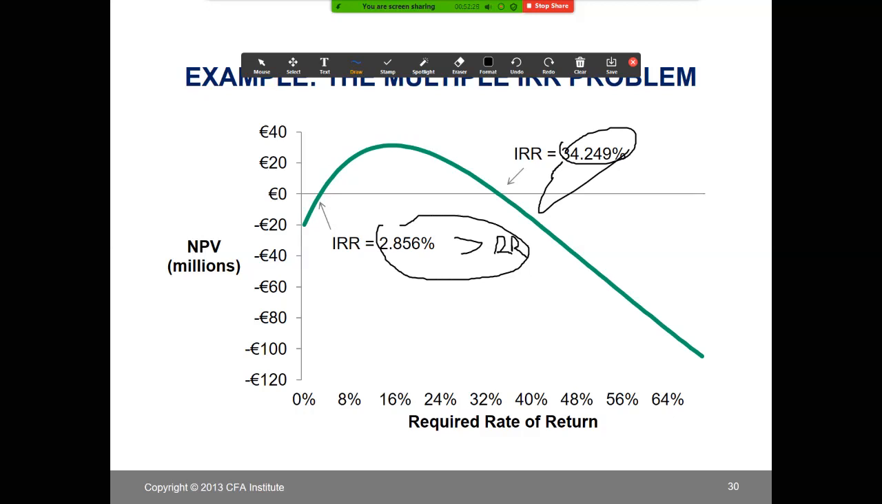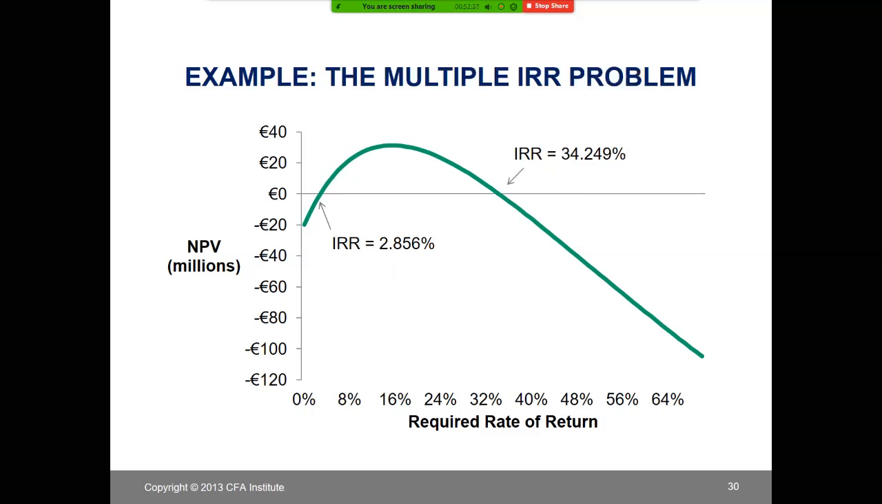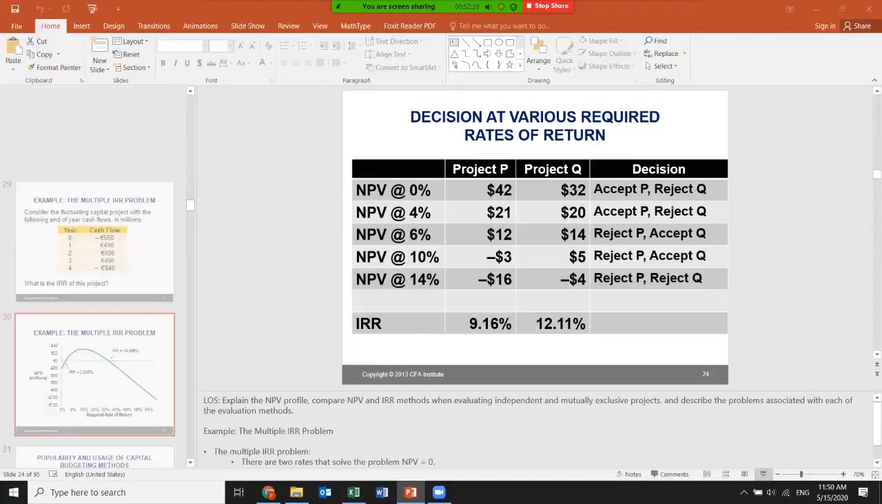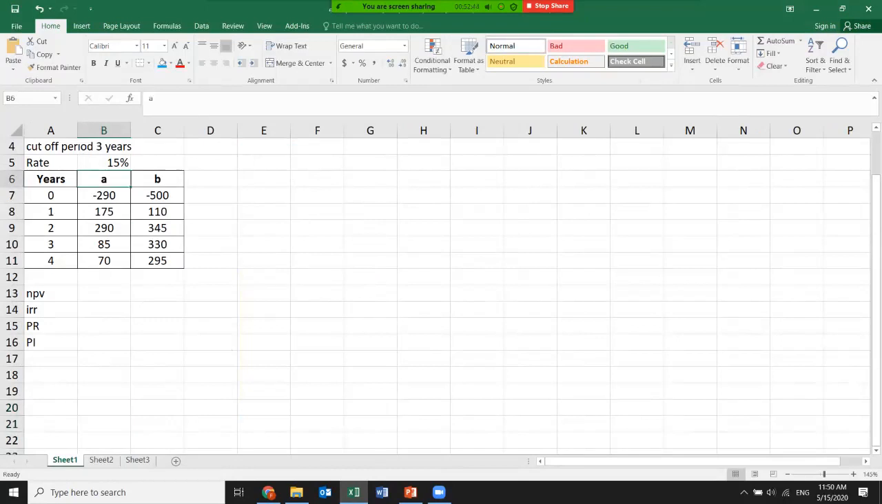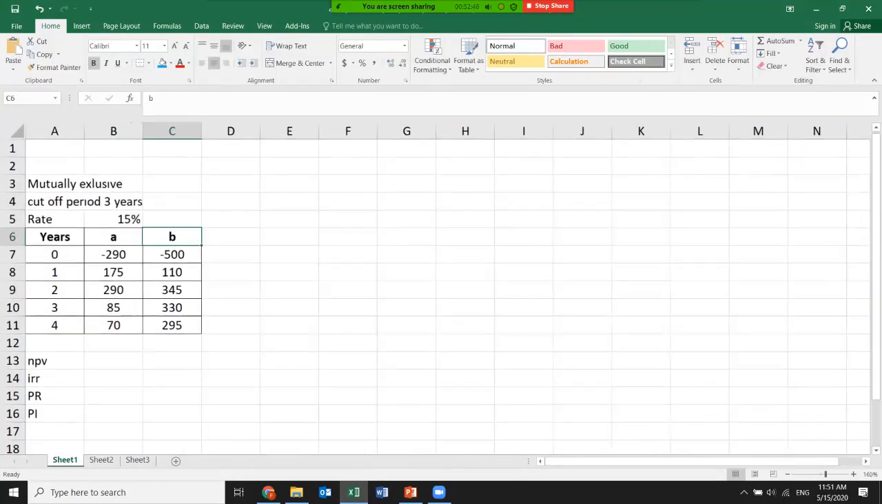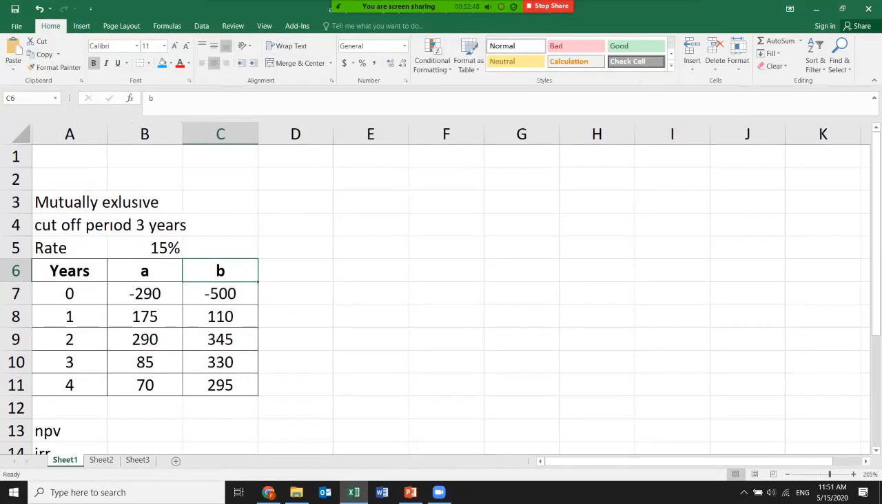I will ask you questions. Now I'm going to solve some questions so you'll see what I'm talking about. Let's say we are given a certain project here, project A and project B. They are mutually exclusive, the cutoff period is 3 years, and the required rate of return is 15%.